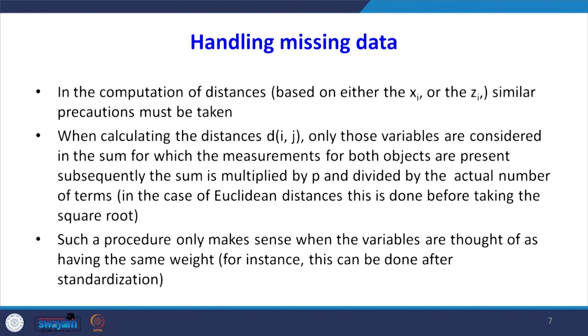In the computation of distances based on either the x_i or the z_i, similar precautions must be taken. When calculating the distances d(i,j), only those variables are considered in the sum for which the measurements of both objects are present. Subsequently, the sum is multiplied by p and divided by the actual number of terms. In the case of Euclidean distances, this is done before taking the square root. Such a procedure only makes sense when the variables are thought of as having the same weight. For instance, this can be done after standardization.